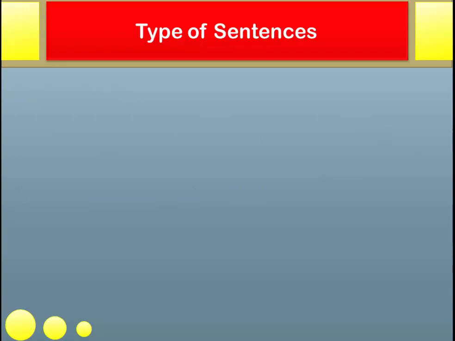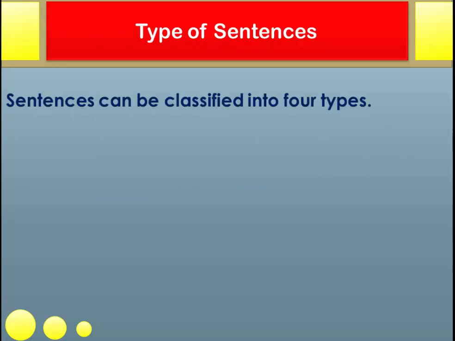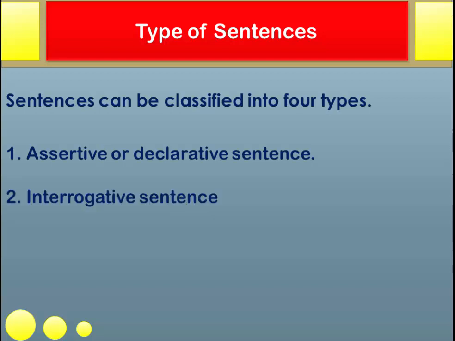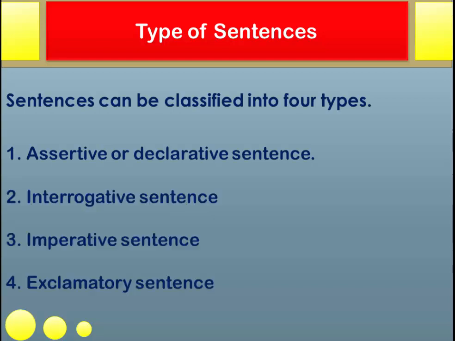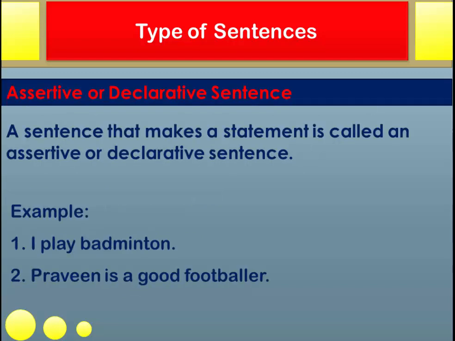Now we are going to learn about types of sentences. Sentences can be classified into four types: assertive or declarative sentence, interrogative sentence, imperative sentence, and exclamatory sentence. So first is the assertive or declarative sentence. A sentence that makes a statement is called an assertive or declarative sentence. For example, I play badminton. Parvin is a good footballer. So these make a statement. So this is your assertive or declarative sentence.